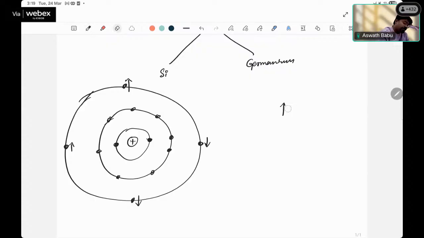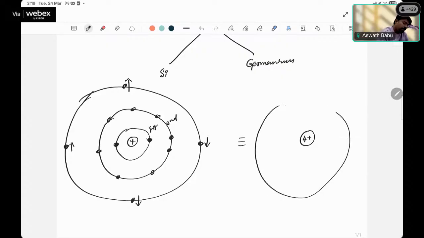Now, what is the equivalent structure of this silicon? We drew it earlier, right? So the first and second orbits consist of what? 10 electrons. Those 10 electrons would be nullified by 10 proton charges of the nucleus. So for silicon, how many charges are left? 4 positive charges are left inside. There are 14 protons, and out of 14, 10 were nullified by the inner electrons.